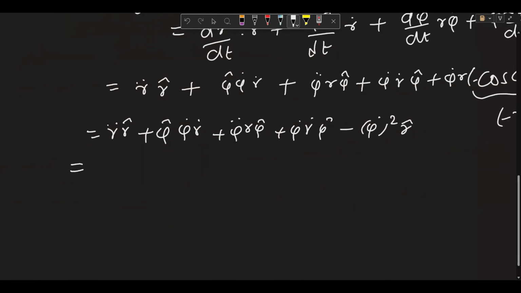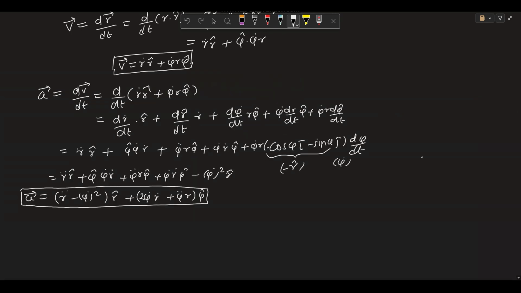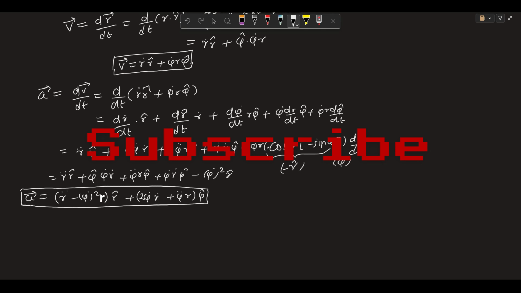Now we need to simplify this. Let's collect the terms which have r cap: minus phi dot square r cap. And inside phi cap, these three terms: r phi double dot plus phi dot r dot plus phi dot r dot. So this is the value of acceleration we are getting. The other one is the velocity.